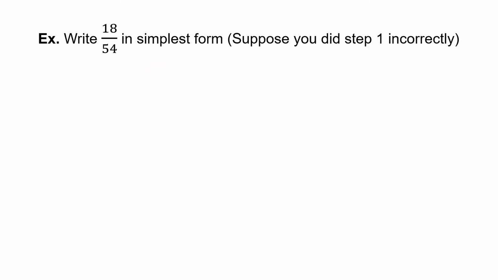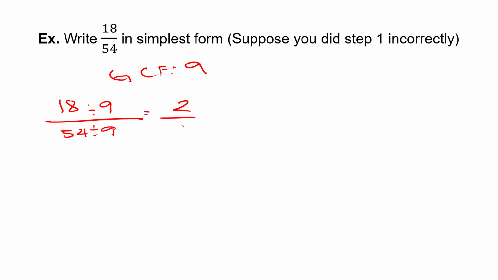Now let's say we have 18 and 54. Here we're going to assume your step 1 is incorrect. Hopefully your step 1 is not incorrect. So first of all, let's find the GCF of 18 and 54. Most of you guys will probably answer 9. And that's okay, just pretend your GCF is 9. So what do we do? Divide both the top and the bottom by 9. 18 divided by 9 is 2, and 54 divided by 9 is 6.